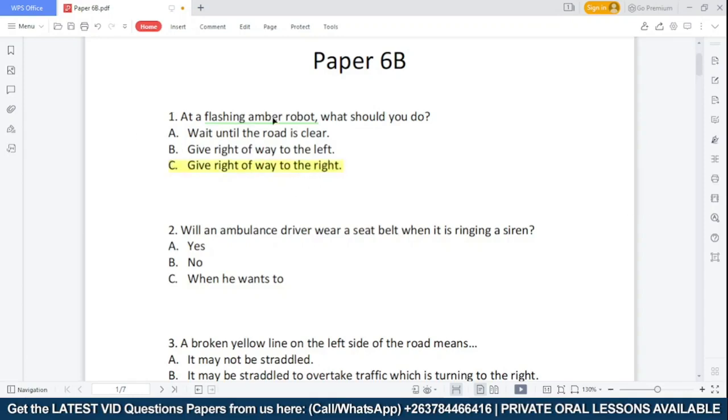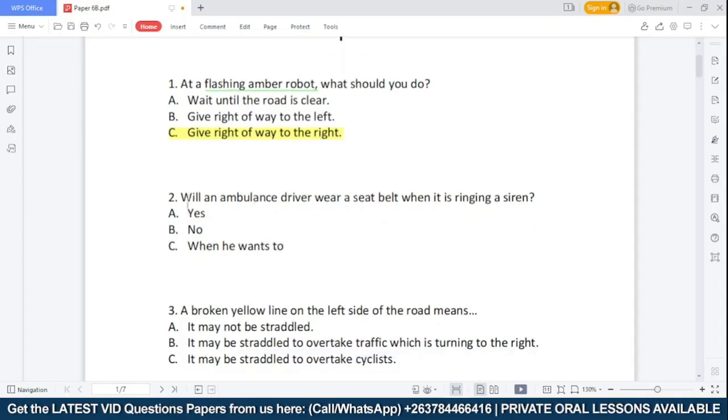So at a flashing amber robot, you apply the normal intersection road rules, which is road rule 1, which is keep well left and give the right of way to traffic that is approaching from your right.